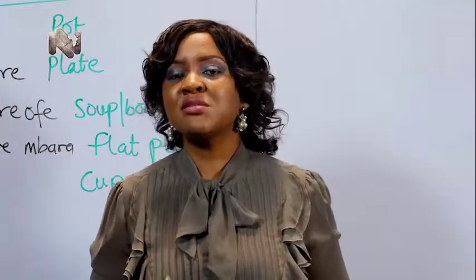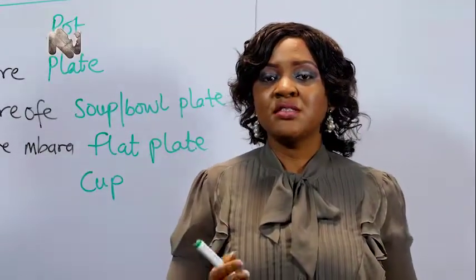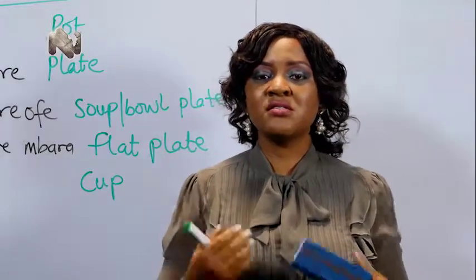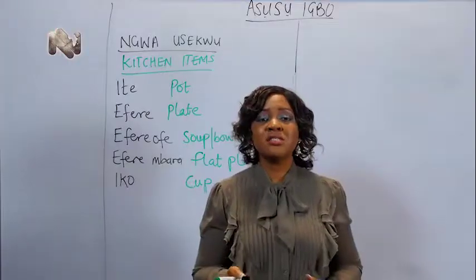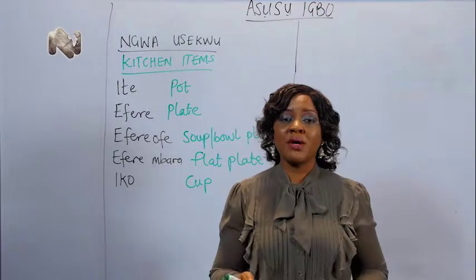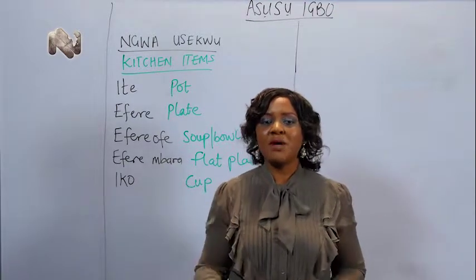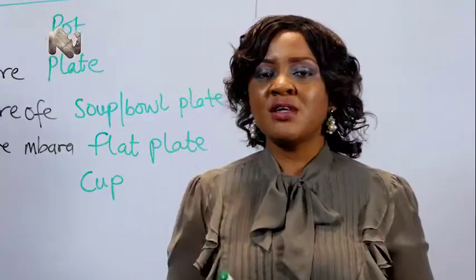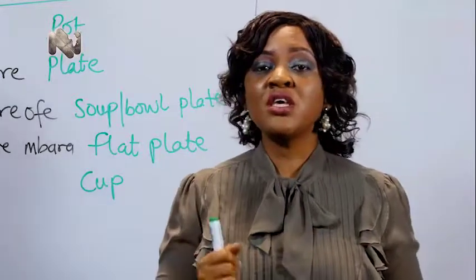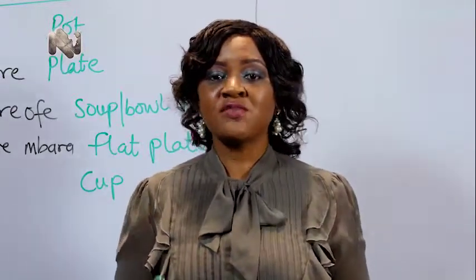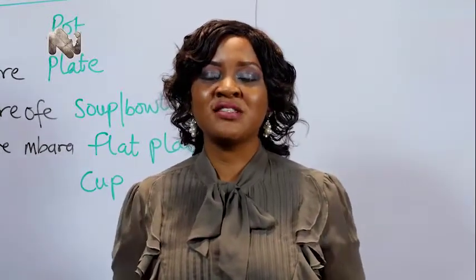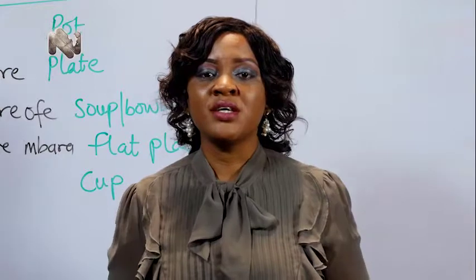We have other items like knife, mortar, pestle, and so on. What is knife called in Igbo? It's called mma. Knife, mma. Then we have mortar for pounding. It's called ikwe. The mortar we use for pounding pepper, yam, and the rest. It's called ikwe.